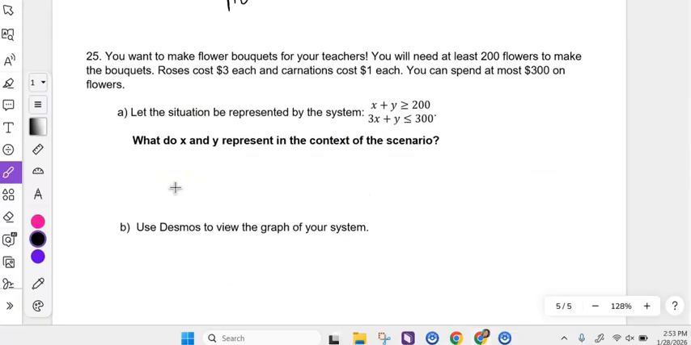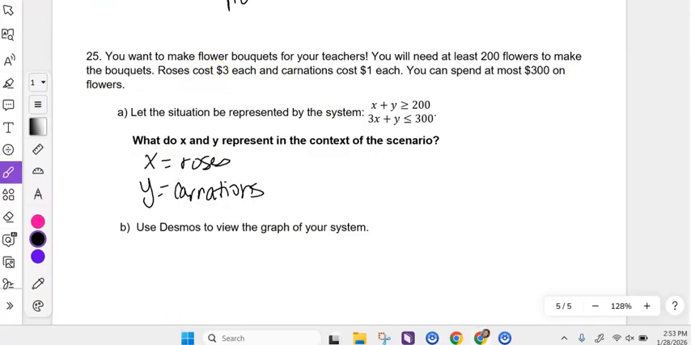If I wanted to look at this one, what do x and y represent? You want to make flower bouquets for your teachers. You will need at least 200 flowers to make bouquets. Roses cost $3 each and carnations cost $1. You can spend at most $300 on flowers. You have your situation or your scenario. You have your system. So x is going to be roses and y is carnations.